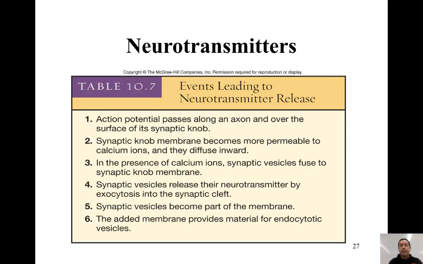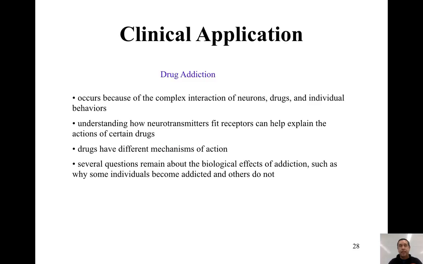And then there are enzymes in the synaptic cleft, and they're named based on the neurotransmitter they break down, but they're all going to typically end in ASE. So like acetylcholine broken down by acetylcholinesterase.